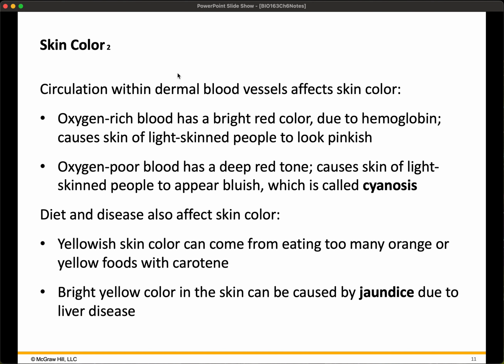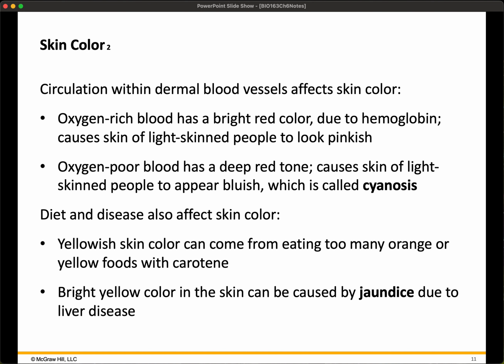Skin color is also affected by circulation within your dermal blood vessels. Blood flow to certain areas is going to impact your skin color. Oxygen-rich blood has a bright red color. It's got that oxygen that really helps to lighten it up, and so that's going to give you more of a pinkish hue to your skin.